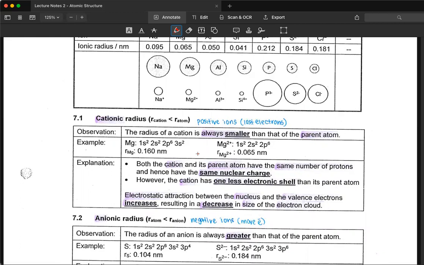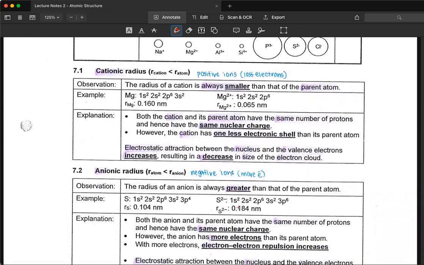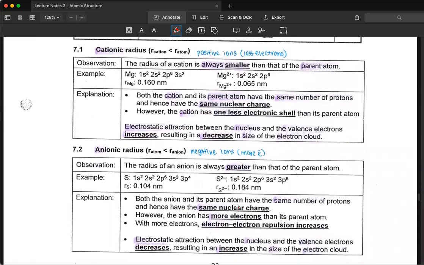Because the valence electron now becomes closer to the nucleus. This results in a decrease in size of the electron cloud. So the distance between the nucleus and valence electron is very critical. It will really affect the radius to a very large extent. Let's talk about the anions. The anionic radius is the opposite. The anion is of a greater radius than the parent atom.